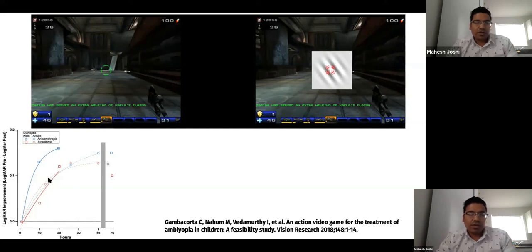Also to add, these are kids who had already gone through their patching and had been released from the patching treatment because they didn't improve further. We took those children, and with just the video gameplay, they improved around 1.5 lines within 12 to 15 hours. Even the adult amblyopes still showed around 1 line of improvement after around 15 hours of gameplay, right? This was true for both anisometropic as well as strabismic amblyopia.